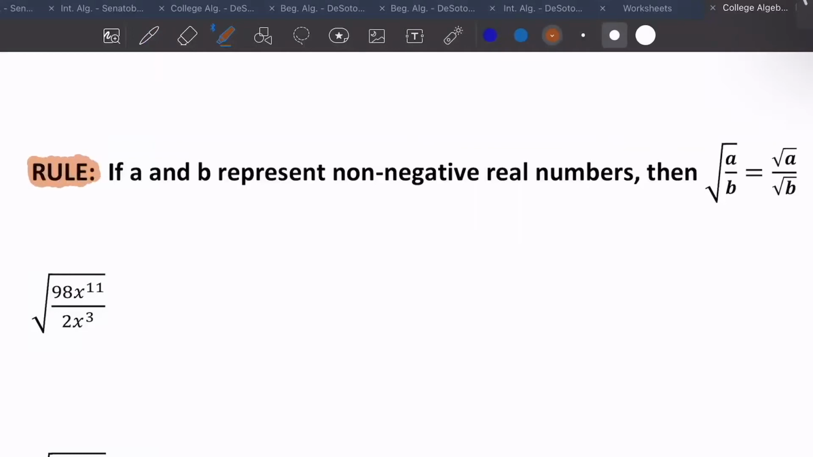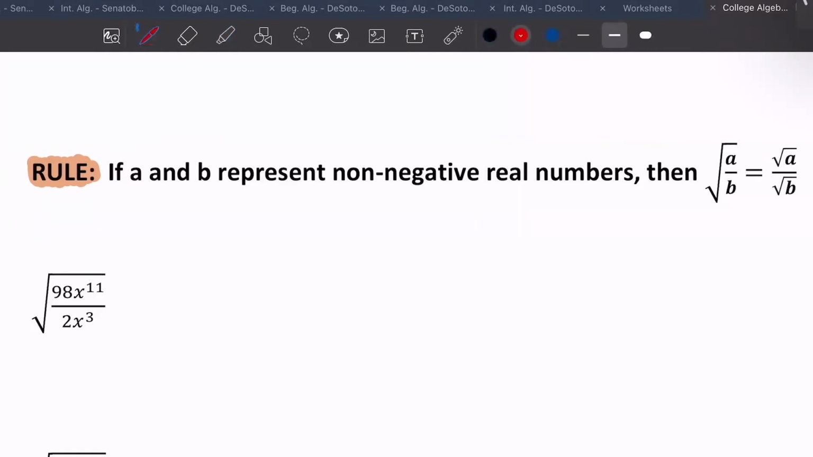Here's a rule. It says if A and B represent positive real numbers, then the square root of A over B equals the square root of A divided by the square root of B. Okay, so all that's saying again is that I can split it up. I can do it by pieces if you want to think of it like that, okay?